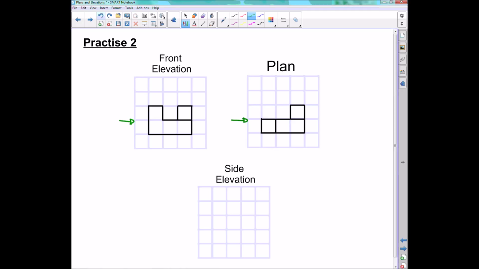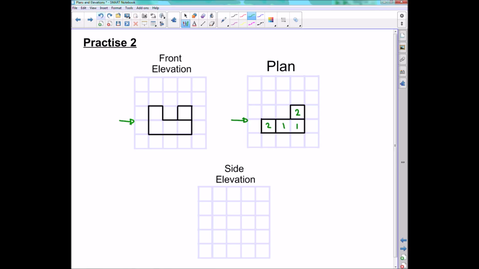Okay, comparing the front elevation and the plan, you can see that the far left-hand side of this plan, this block is 2 blocks tall. And also this block on the side here at the top is also 2 blocks tall, because that's what it shows from the front elevation. Also on the plan, it shows me that it is only 1 block back of those 2 down the bottom there.